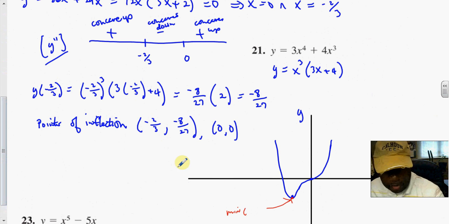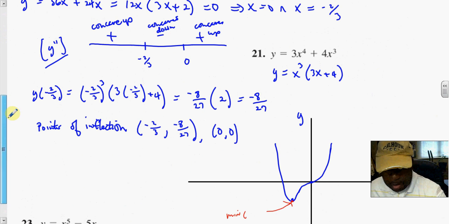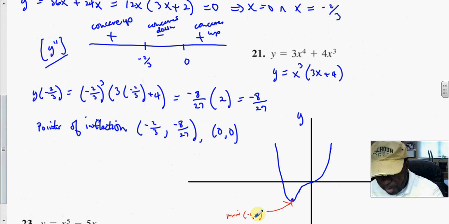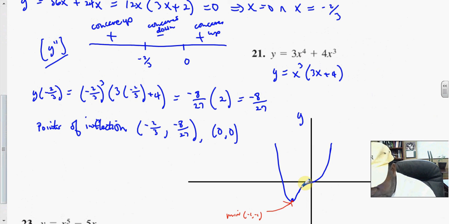So the minimum is at -1. Then we have a point of inflection here, at x equals -2/3, so it's concaving upward. Then here it starts to concave downward, and then it goes back up again.